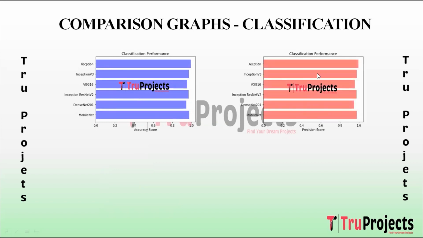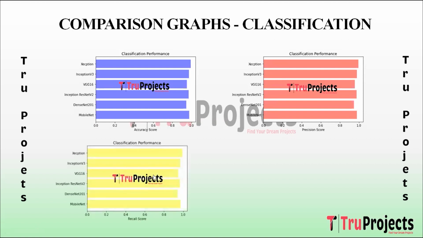This is the precision score comparison graph. In this graph, on the x-axis I have precision scores and on the y-axis I have algorithm names. So precision gauges the accuracy of positive predictions, emphasizing the fraction of true positives among all predicted positives.